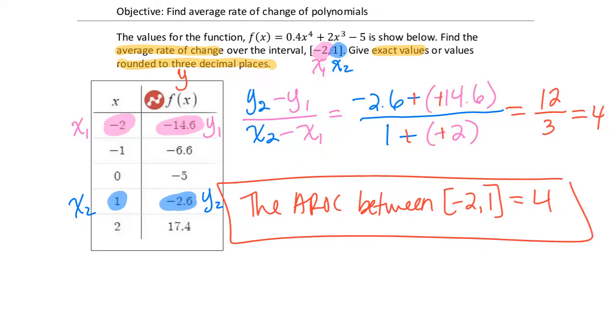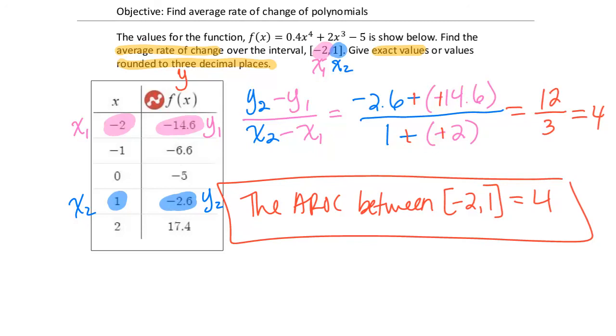So the ones on the tables and the graphs are pretty easy. All you do is look for the values. So x1 is negative 2. Look for it on the table. And then x2 is positive 1. You look for it on the table. The one next to it are your y's. Okay? Pretty straightforward. Yes?